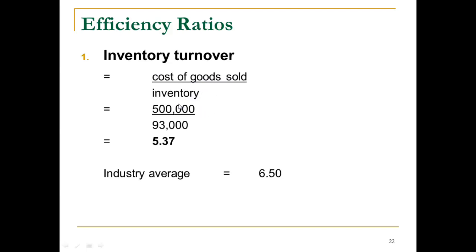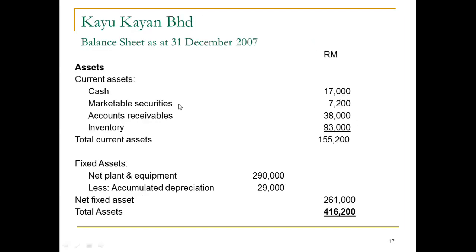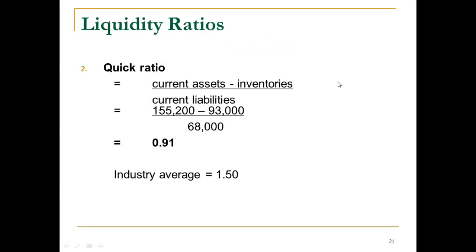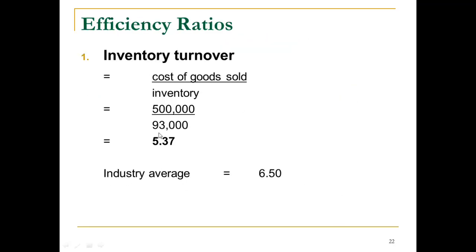So the cost of goods sold, if we refer back to the income statement, so you have to refer back to the income statement, it is 500,000. So here 500,000 you divide by 93,000, which is the inventory, then you will get 5.37. The industry average is 6.5. So basically 5.37 means that you have to make purchases about 5 times in a year.